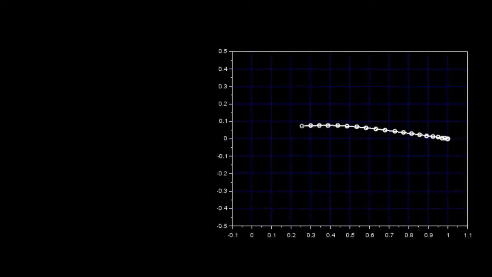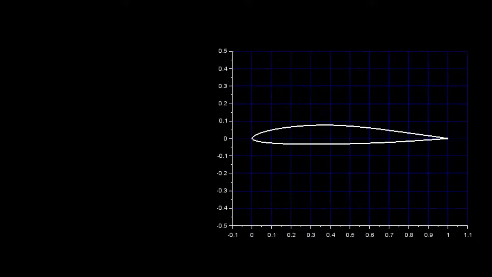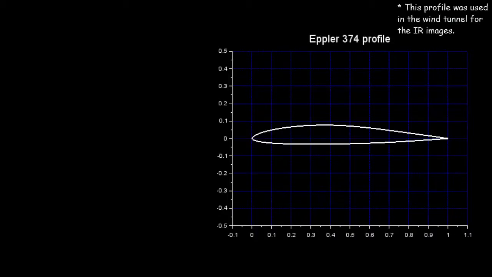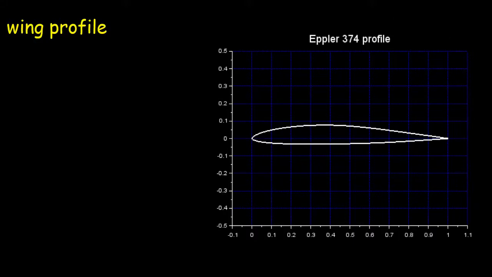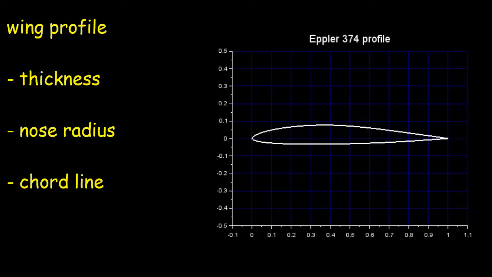Before we continue, we need a short introduction to profile or wing geometry. The sketch to the right shows a wing profile. In fact, it's the shape of the famous Eppler 374 profile. In general, a profile defines the geometric shape of a local wing section like thickness, nose radius, chord line, camber line, and many others. For us, the chord line is, for now, the parameter of interest.